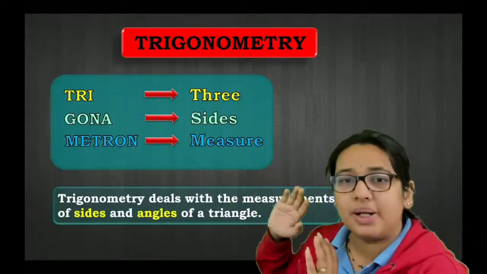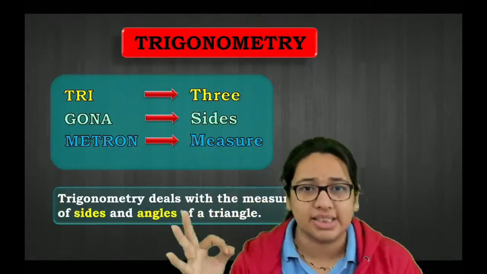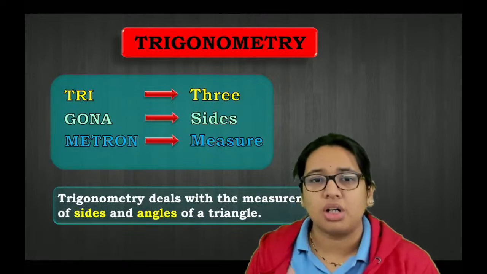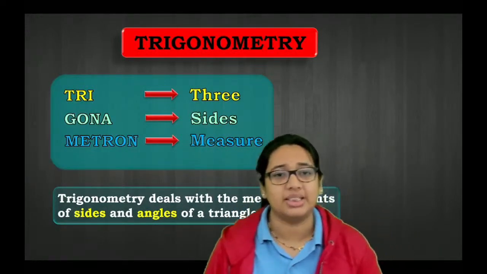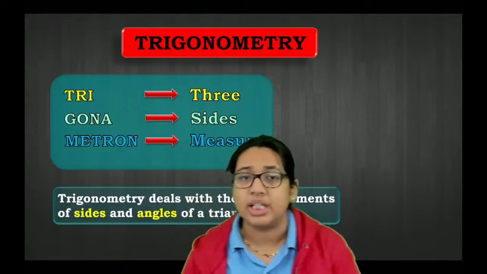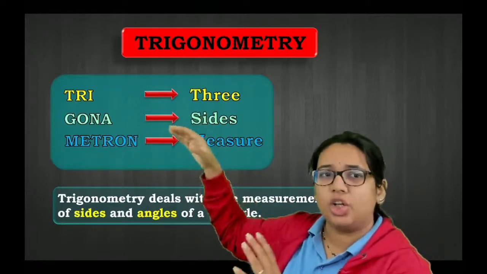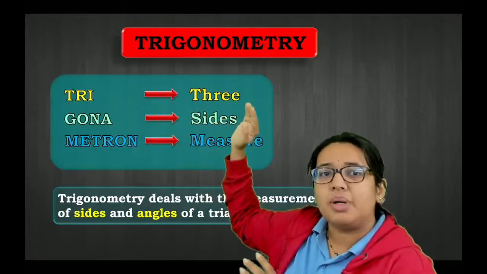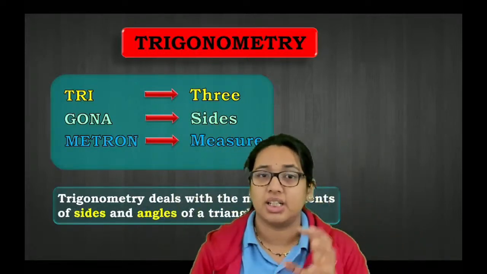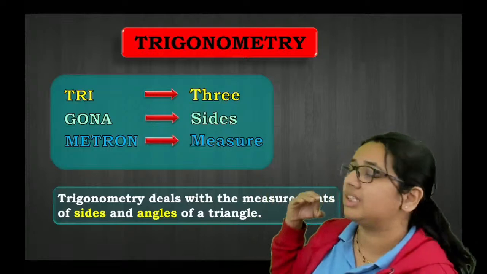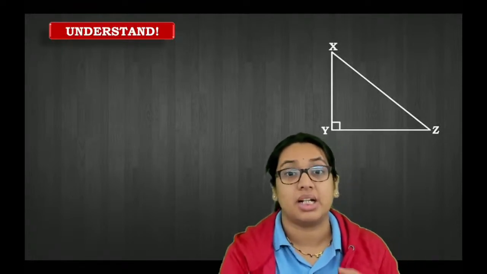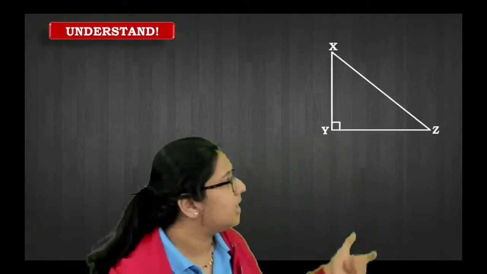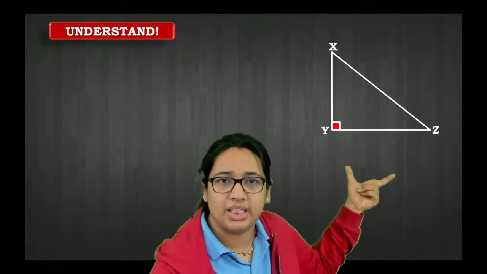Whatever three sides a triangle has, we'll just talk about. We just have to deal with those three sides and angles of the triangle. Okay. So based on this trigonometron, which is nothing but whatever measures you have to consider about the triangle, which has three sides and three angles, we'll just talk about it. Okay. So first thing, remember this well now, that we have a right angle triangle.